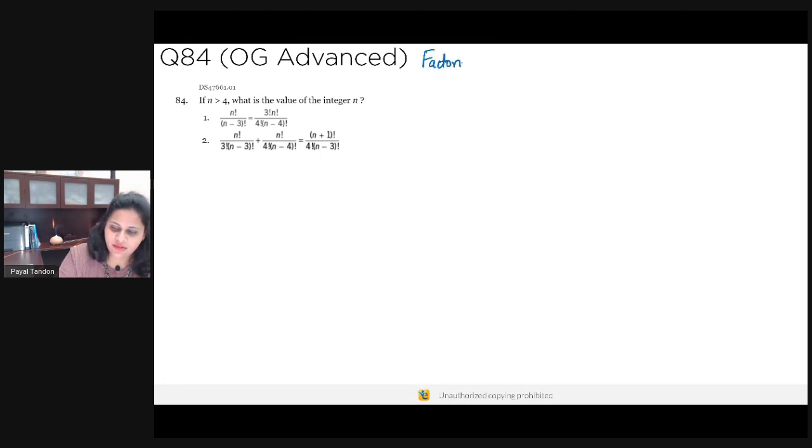What is a factorial of a number? Factorial of a number n is nothing but n into n minus 1 factorial, or you can write it n into n minus 1 into n minus 2 factorial, and so on and so forth, right? So that's the only concept that you need to know, okay?